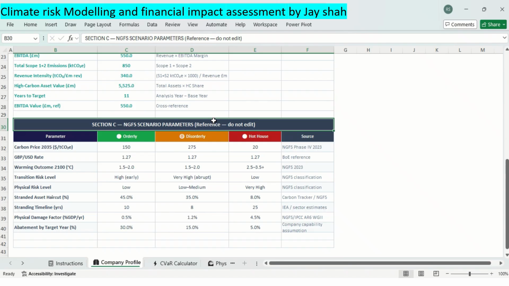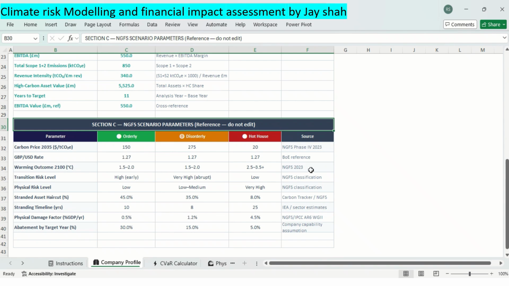So basically, the section C cells contain the NGFS Phase 4 scenario parameters that drive the transition risk calculations, and they are hard-coded reference data, not input by the learner. They represent the current NGFS central estimate published in 2023. So here are the parameters, the three types of scenario, and where we have taken the source from.